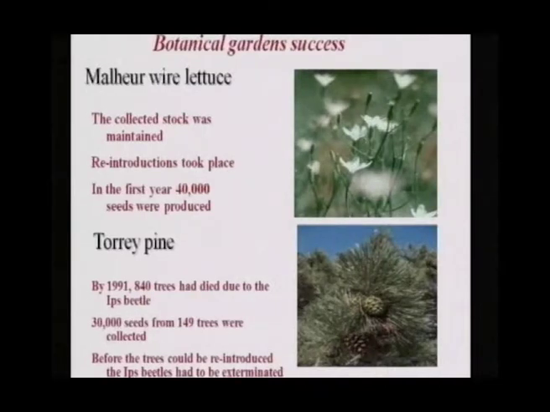And the next example is Torrey pine. In 1991, 840 trees died due to the IPS beetle. So 30,000 seeds from 149 trees were collected and preserved. Before the trees could be reintroduced, first we have to see that all the IPS beetles are exterminated. Then only will reintroduction be possible as well as successful.